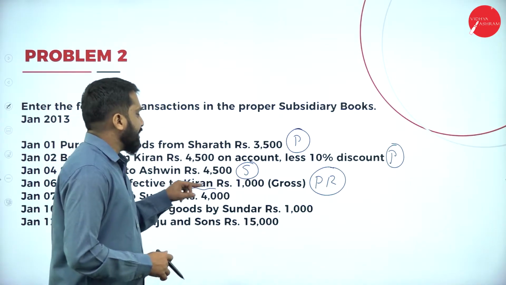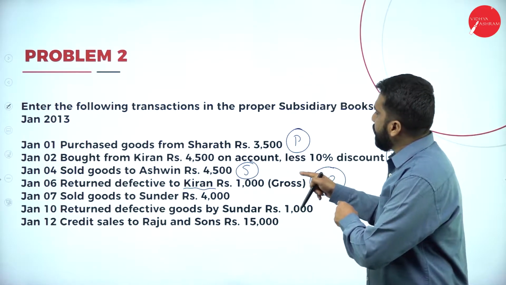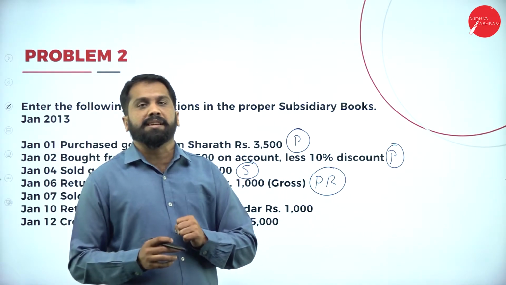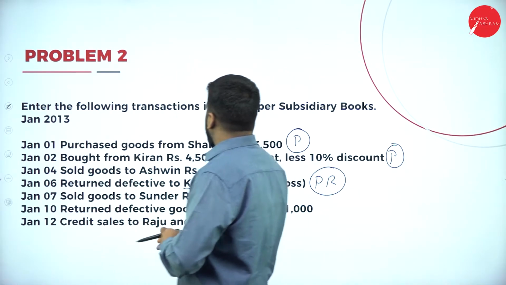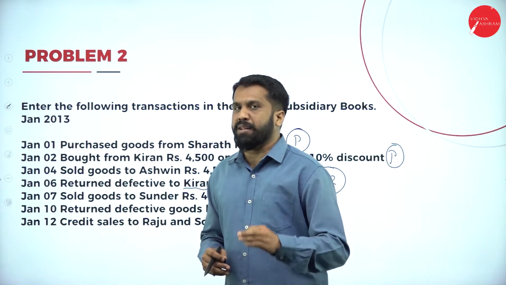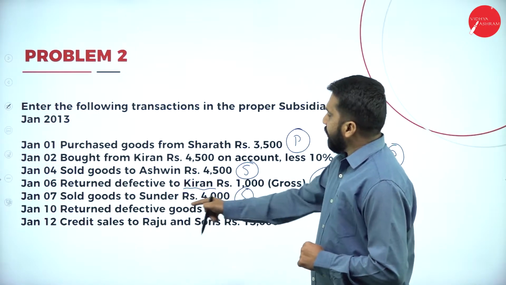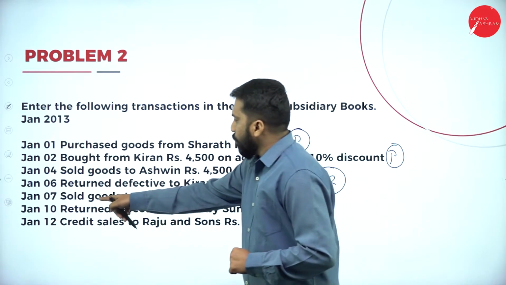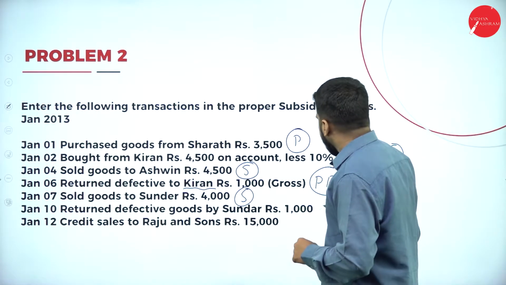If you have any doubt what you are supposed to do, you have to find out the name of the person. If for the name of the person we have done purchase or sales, according to that we should decide whether it is a purchase return or whether it is a sales return. In this, sold goods to Sundar rupees 4,000. Sold goods to Sundar means we will write directly it is a sales. Easy. Now, return defective goods by Sundar. Where is Sundar here? Sold goods to Sundar. It is a sales. Return means it must be sales return.